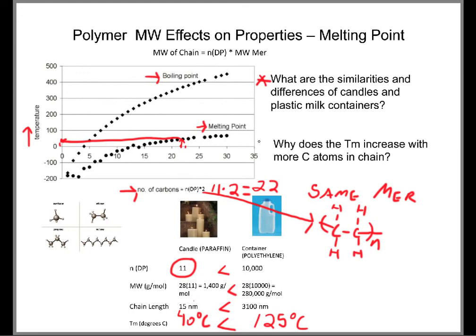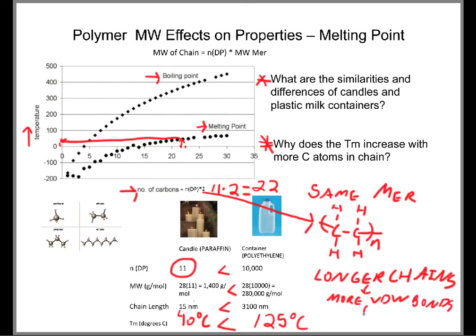So the real question is, why does the melting temperature increase with more carbon atoms in the chain? So the reason why is because they have longer chains. And between those longer chains, we have more van der Waals bonds between the chains. And then, because we have more van der Waals bonding to overcome, our melting temperature increases. So there you have it.